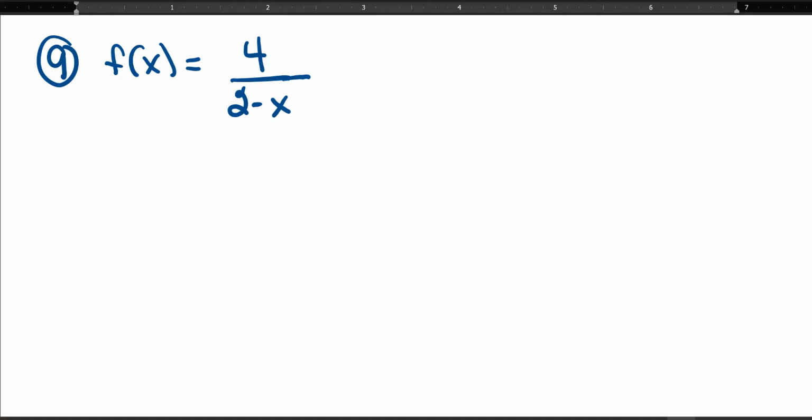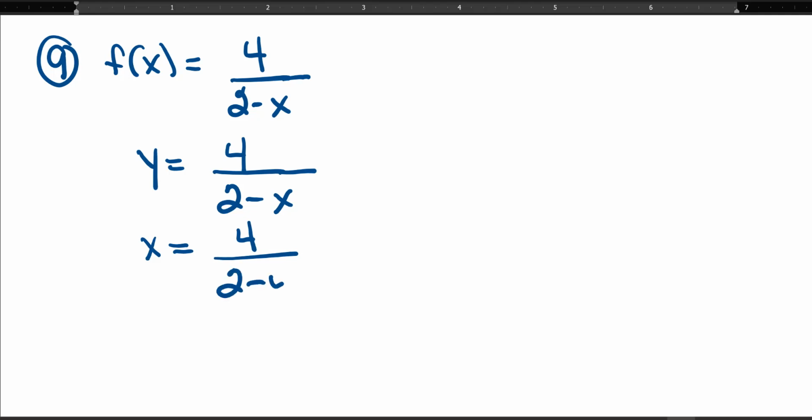We have f of x is equal to 4 all over 2 minus x, and we want to find its inverse. Let's do that. Let's replace f of x with y. We have y is equal to 4 over 2 minus x. Then we're going to interchange x and y. We have x is equal to 4 over 2 minus y. And we want to solve for y.